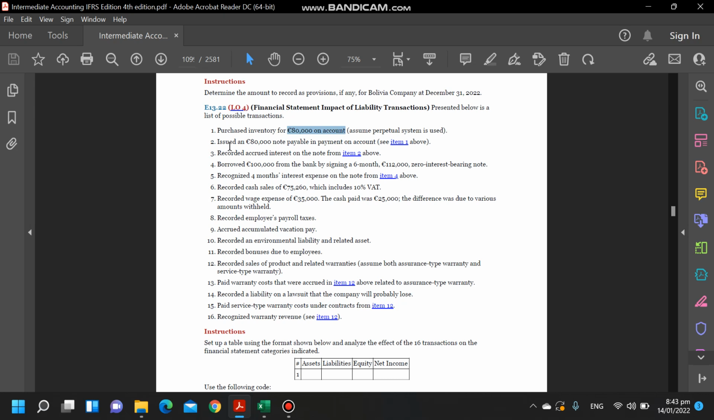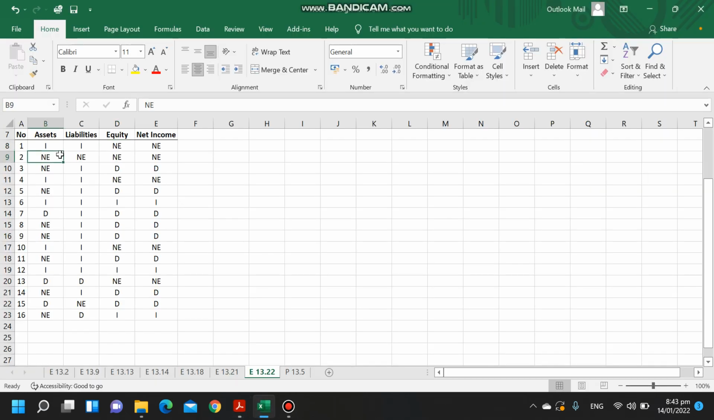And then number 2, issued an 80,000 note payable in payment on account. So we issue the note payable in exchange for the payment. So it is only the reclassification of the accounts payable to the notes payable. So it won't have any effect on asset, liabilities, equity, and net income, because the amount of the liabilities will still be the same.